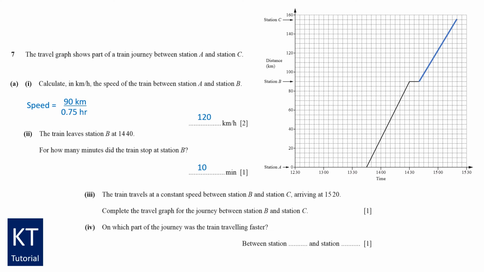Next, on which part of the journey was the train traveling faster? The line is steeper in the first half of the journey, therefore the train is traveling faster between station A and station B.